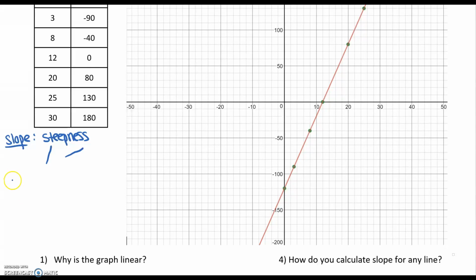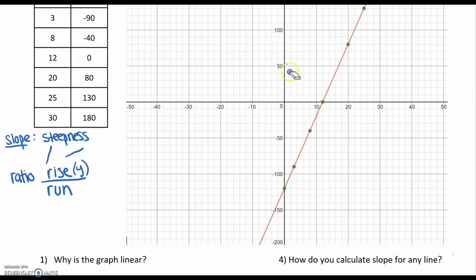How do you calculate it? Slope is a ratio, meaning division, of how much you rise from one point to another on a graph to how much you run. When we're talking about rise on a graph, we're talking about going up and down, which means our y coordinates. So how much are you going up? We'll be talking about y coordinates.